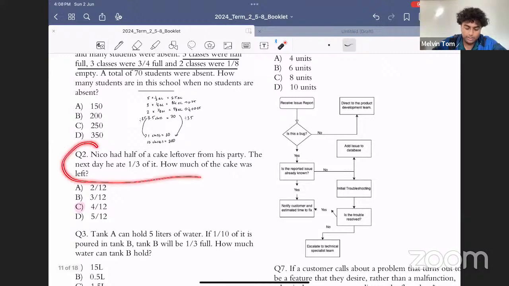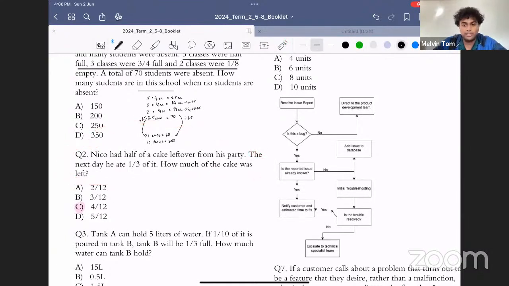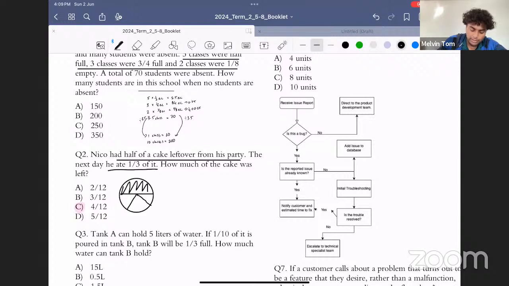So for this question, visualize it. Think about this cake and draw what the cake would look like. So here we have a circle. It says he had half a cake left over, so that means from the first party the night before, half of the cake was already eaten. Then the next day he ate a third of it. So I would split it into 3 parts, and he ate 1/3 of the cake the next day. And if 1/2 is 3 slices, the whole pizza is 6 slices, right?